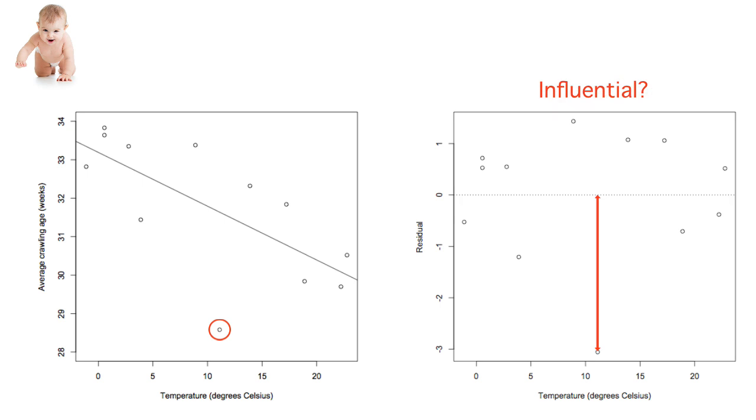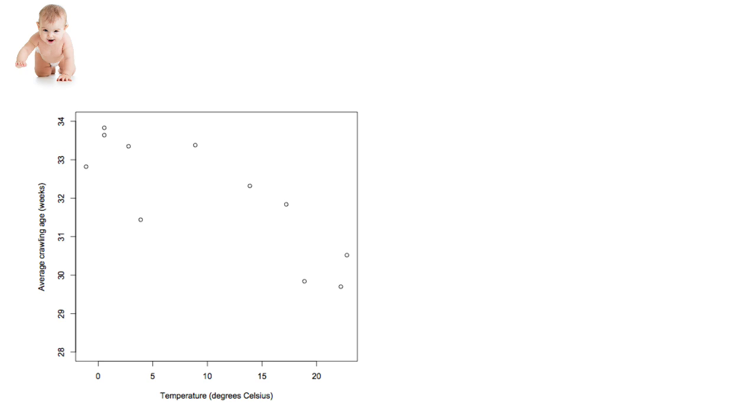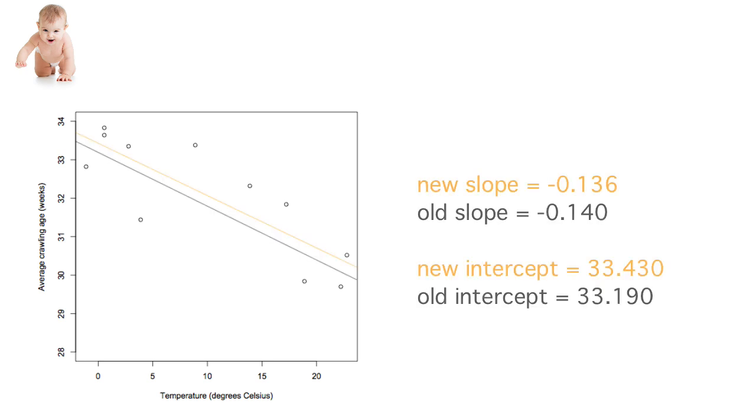We can remove the point from the dataset and refit the regression line to the remaining points to see if the line changes by much. The orange line is our new regression line without that unusual point, and the black line is our original regression line with all the data. We see that the slope is very similar and the intercept is shifted up just by a small amount. So although this point doesn't fit the data well, it's not an influential point.